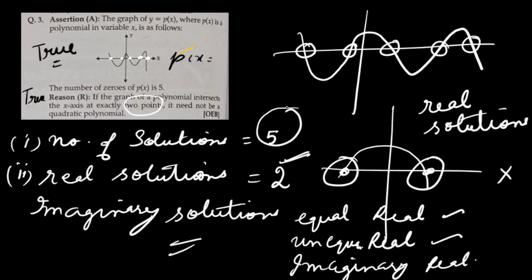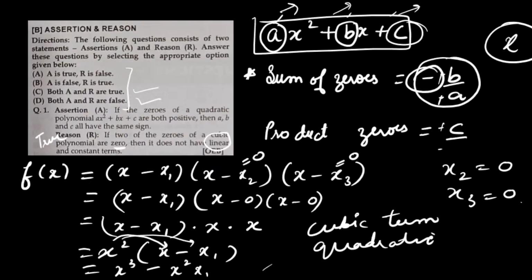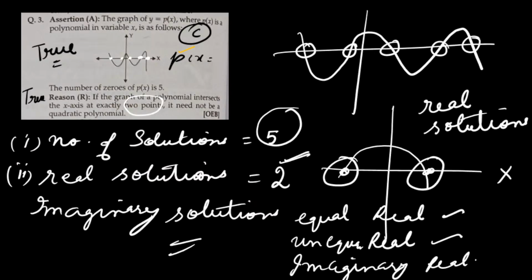So here also then, which option? Option C, because as per the options which I have shown you, both A and R are true. Both A and R are true. So in this one also both A and R are true. If anyone has any doubt, you can just let me know. Yes, so third option. Let's do the next one.